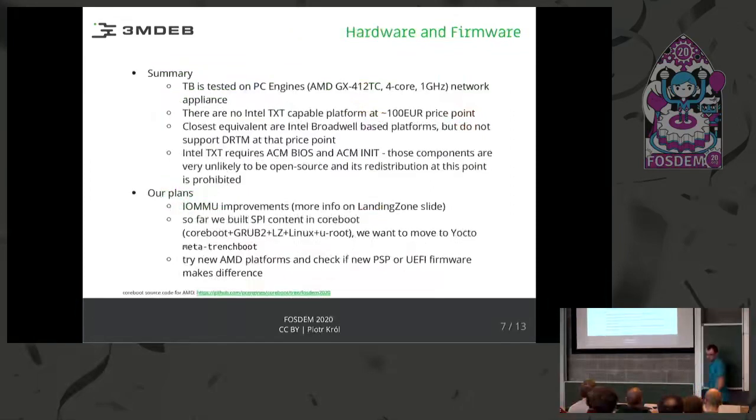I have more information here about the platform, but maybe this is not the most important thing. What is very important for AMD is that the AMD implementation can be fully open source. The landing zone is already on GitHub. You can look into the code and see how it looks. There is no closed source dependency. In the case of Intel, it would be very hard because of the ACM BIOS and ACM init, which right now are closed, and there are no plans to open them.